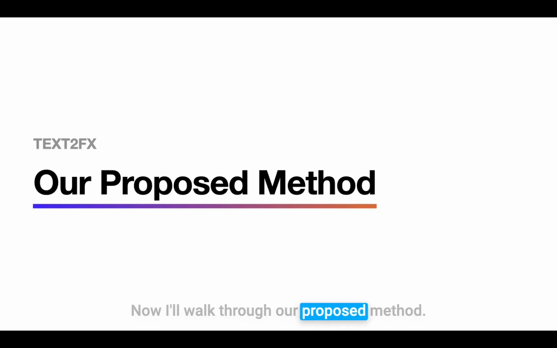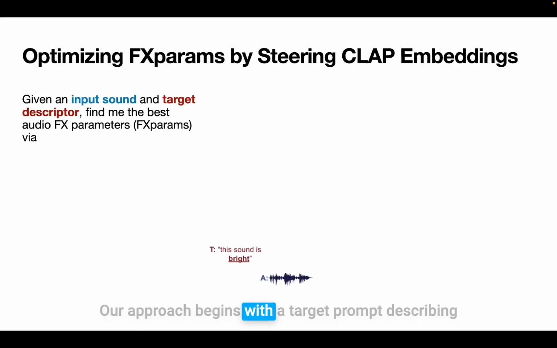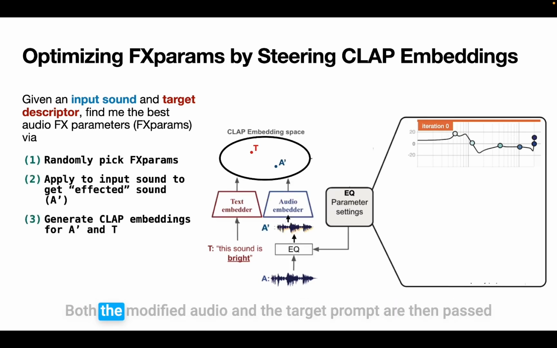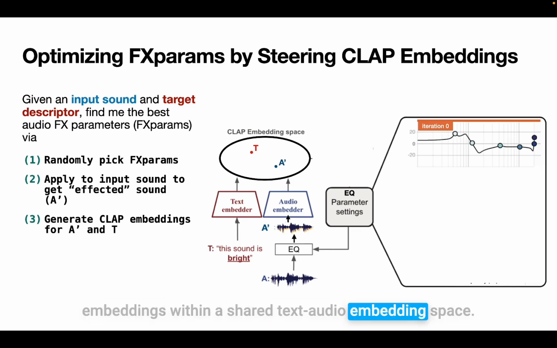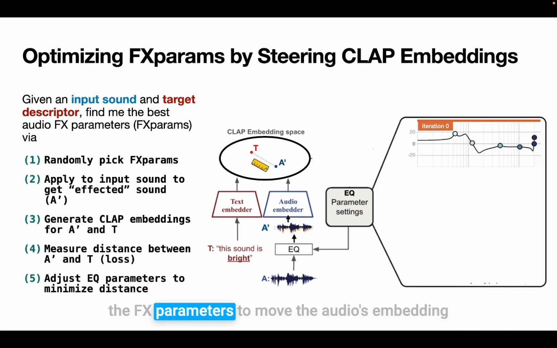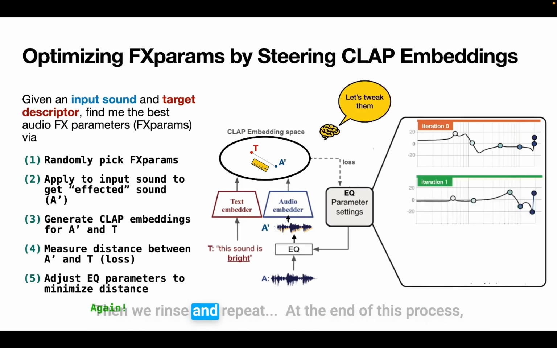Now I'll walk through our proposed method, optimizing effect parameters by steering CLAP embeddings. Our approach begins with a target prompt describing the desired transformation, for example, bright. We then apply randomly selected parameter settings to each effect in the designated effects chain, for example, EQ to reverb, or in this case, just EQ. Both the modified audio and the target prompt are then passed through CLAP, a pre-trained text audio embedder, to generate embeddings within a shared text audio embedding space. Using gradient-based optimization, we iteratively adjust the effect parameters to move the audio's embedding closer to the target's position in the embedding space. Then we rinse and repeat.